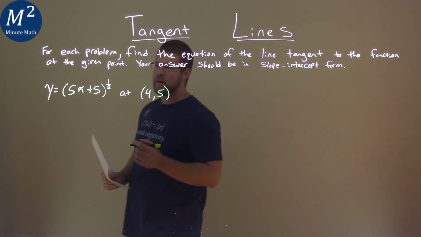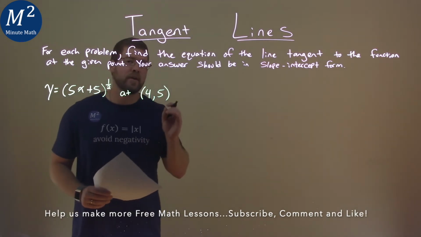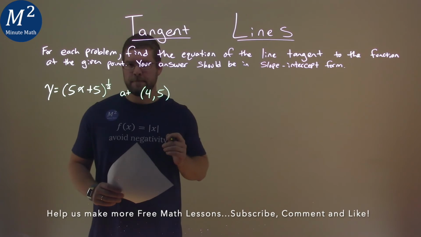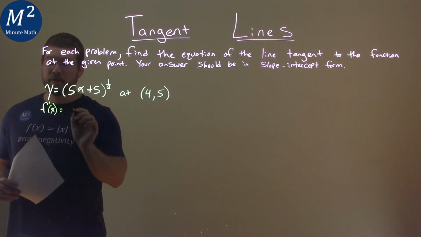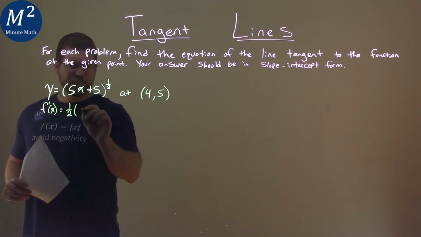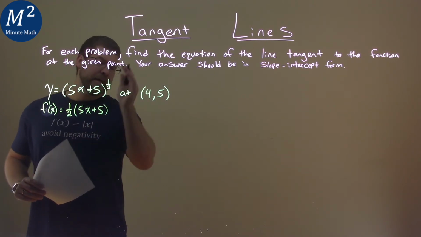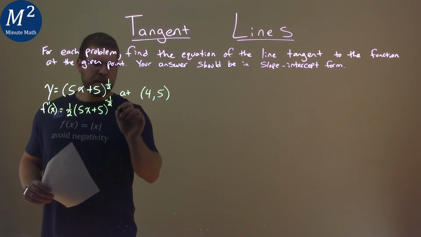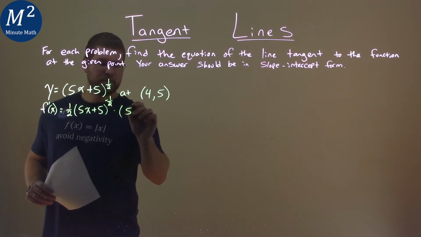We're given this problem right here. y equals 5x plus 5 to the 1/2 power, and we need to find the equation of the line tangent to this function at 4, 5. First thing I want to do is find the derivative, f prime of x. Well, I'm going to use my power rule here. 1/2 comes out front, and I keep 5x plus 5 on the inside, and again I'm using the chain rule as well. Exponent is subtracted by 1, negative 1/2. We multiply that by the derivative of the inside, which is just a 5.